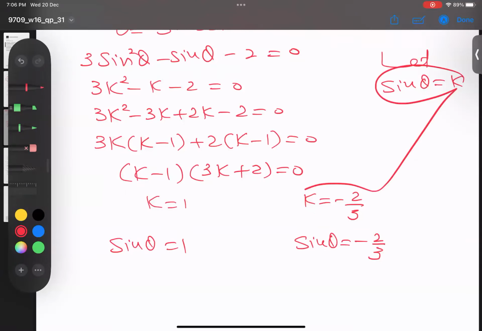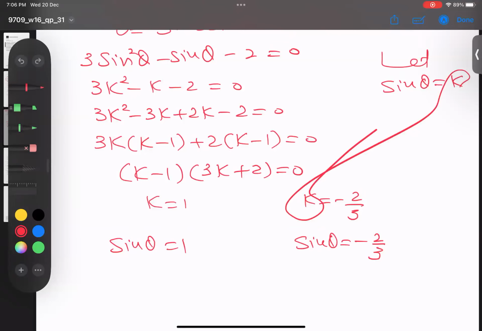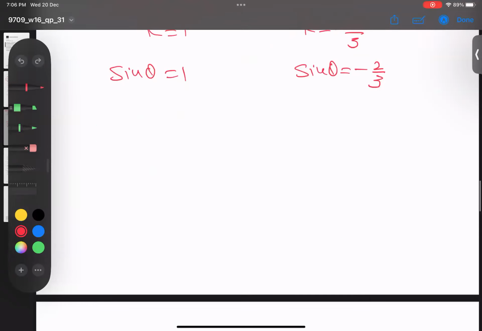Reason, because this is also replaced. This k is replaced by sine theta. So these two things we have now, and we'll try to solve. Okay, so let's see how we can solve this one.